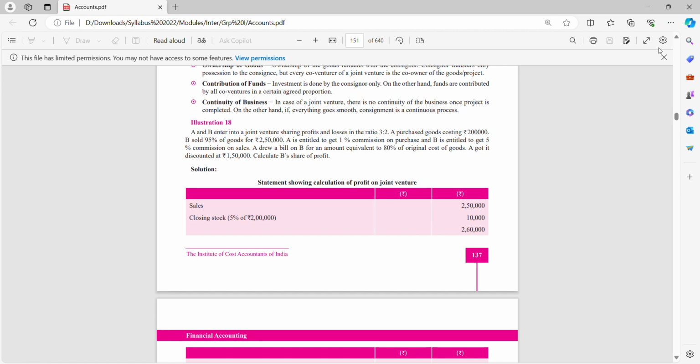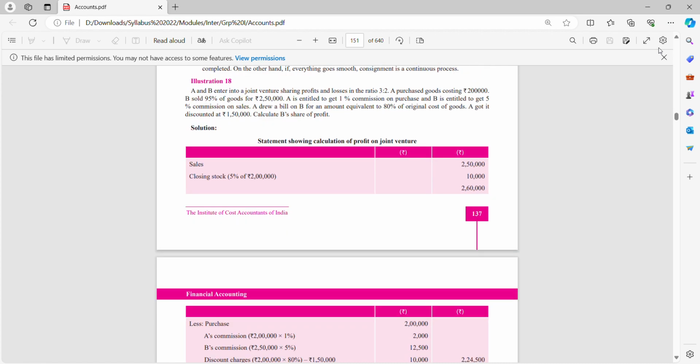What they have mentioned under illustration 18: A and B enter into a joint venture sharing profits and losses in the ratio of 3:2. A purchased goods costing rupees 2 lakhs. B sold 95% of the goods for rupees 2 lakh 50,000. A is entitled to get 1% commission on purchase and B is entitled to get 5% commission on sales. A drew a bill on B for an amount equivalent to 80% of original cost of goods. A got it discounted at rupees 1 lakh 50,000. Calculate B's share of profit.